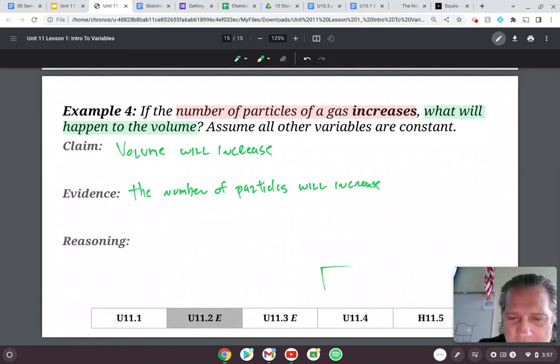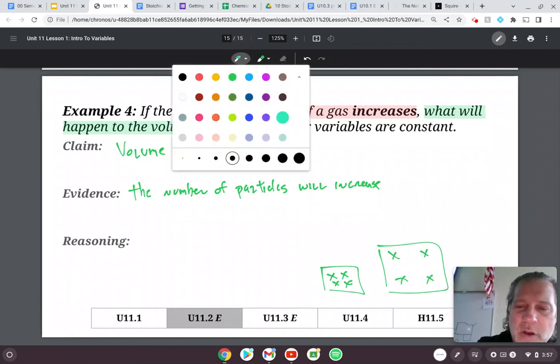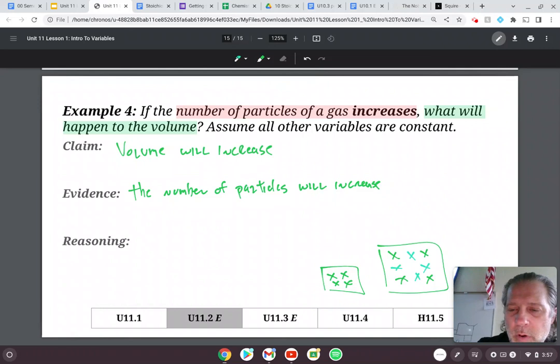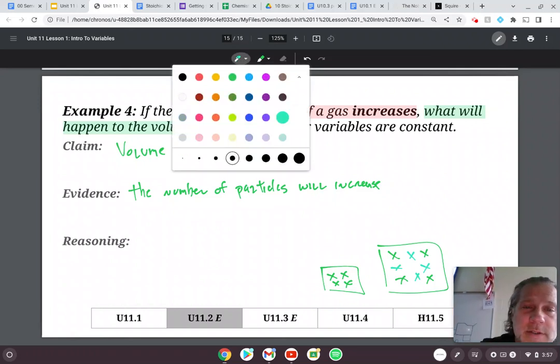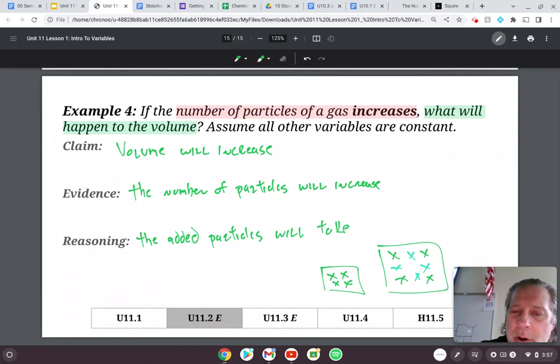So again, if I try to draw a box here and I say I've got 4, if I add a ton more, we want those 4 to spread out as much as possible. So if I add 4 more, they're going to increase space. So in this instance, we would simply say more particles will take up more space. The added particles will take up more space.